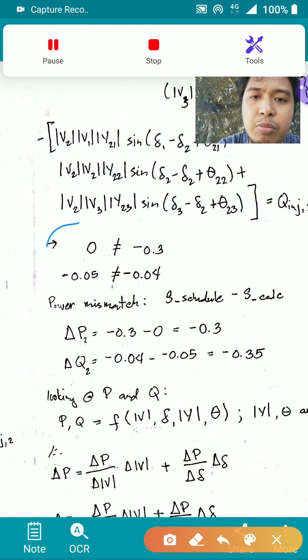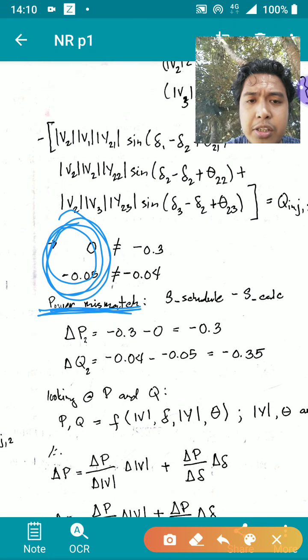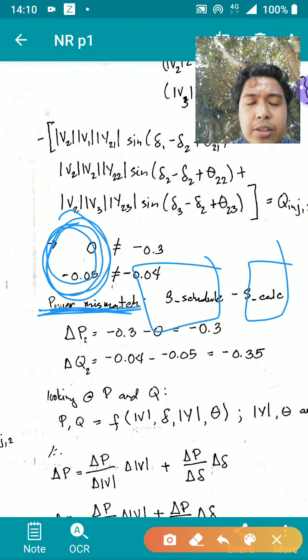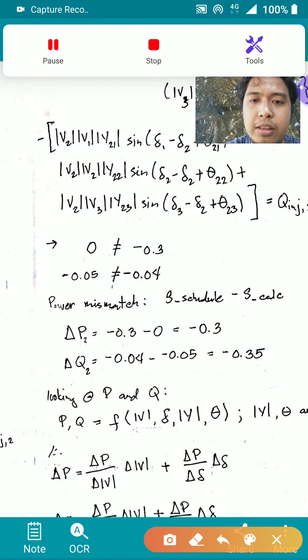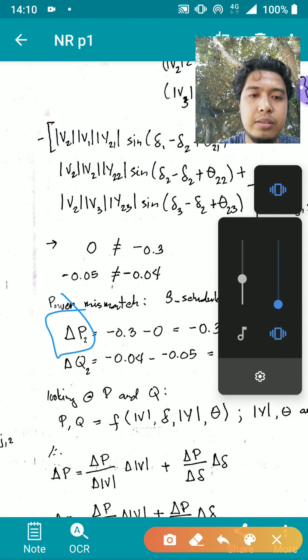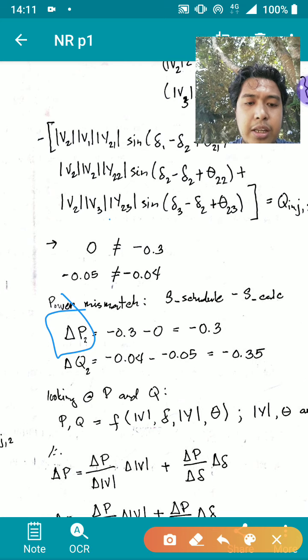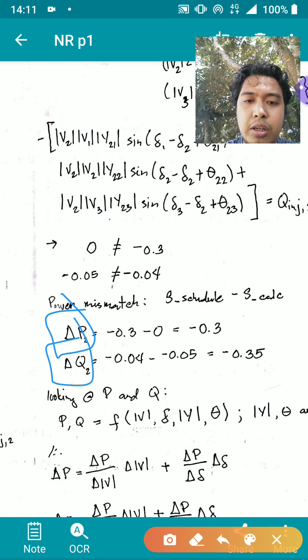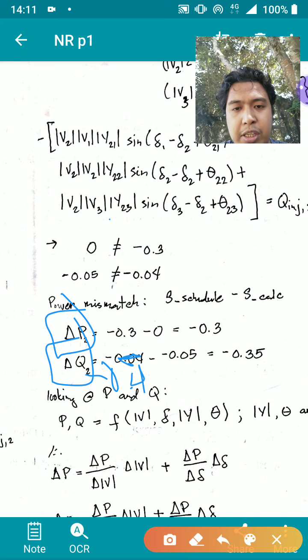And then these computed values, these are your calculated power. So the power mismatch, we can define as the difference of the schedule and the calculated, such that you have the power mismatch equal to S scheduled minus S calculated. In which case you can get the power mismatch P2 as negative 0.3 and the power mismatch Q2 as negative 0.35. Again, this is negative 0.4, not 0.04. So you have the power mismatch on P and Q.